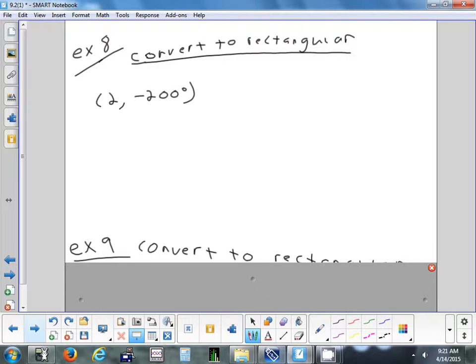Convert (2, negative 200) to rectangular. If we get any decimals, we'll round to 2 decimal places. You don't have to give me the final answer yet. I just want to know, what is my formula to find x? It's what times the trig function of what? R times the cosine of theta. And what's theta? Negative 200.